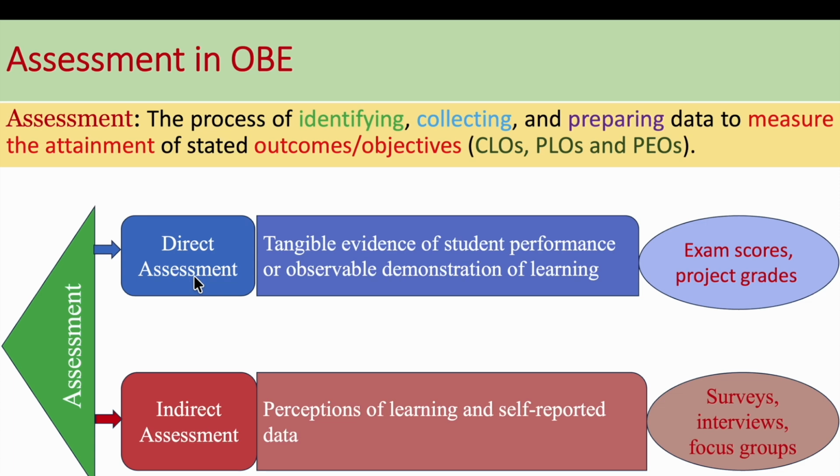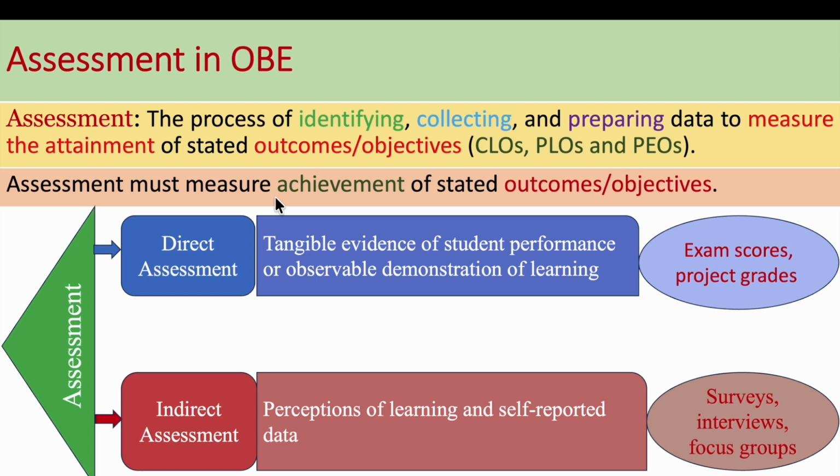If it is direct assessment, what does that mean? It is tangible evidence of student performance or observable demonstration of learning, such as exam scores, project grades, quizzes or assignments. If it is indirect assessment, it is a perception of learning and self-reported data, in the form of surveys, interviews or focus groups. Assessment must measure achievement of stated outcomes and objectives.